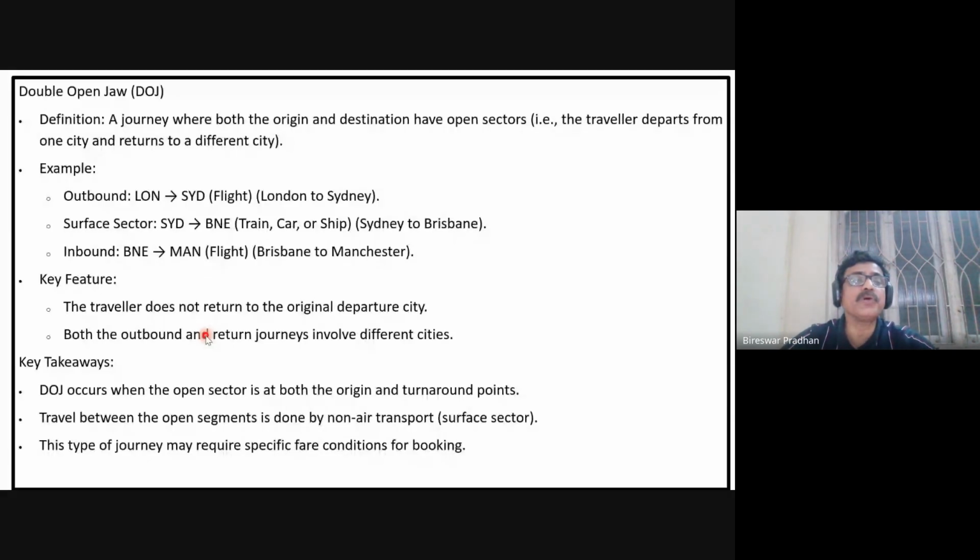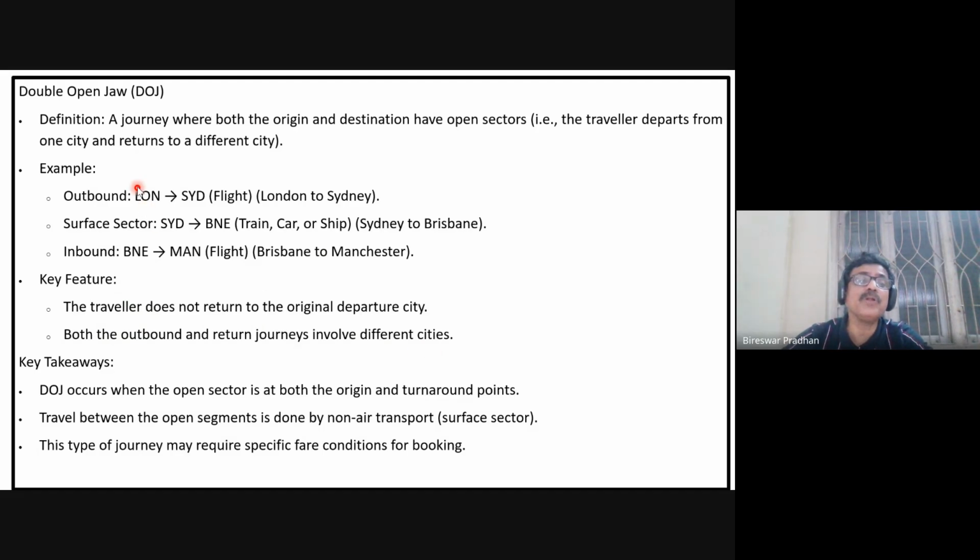Now, double open jaw: a journey where both origin and destination are open sectors. The traveler departs from one city and returns to a different city. Example, outbound: London to Sydney, and surface sector Sydney to Brisbane by car. Inbound travel: Brisbane to Manchester. Key feature, the traveler does not return to the origin departure city. Both the outbound and return journey involve different cities.